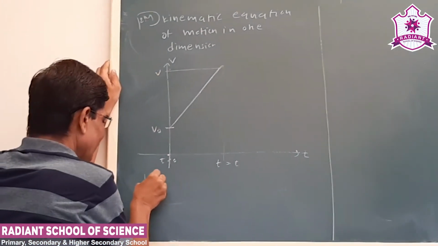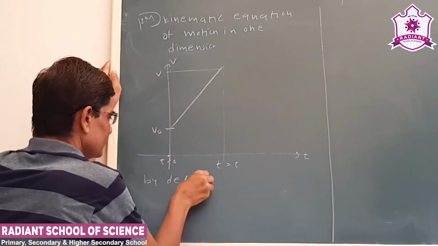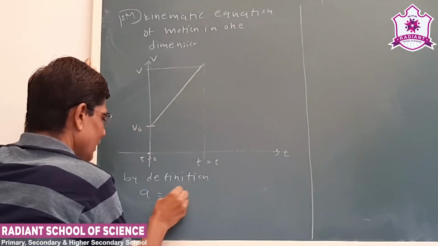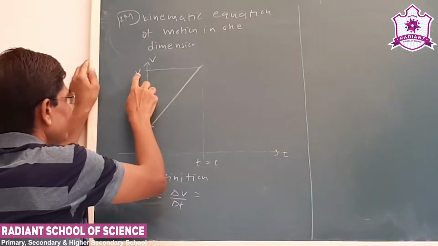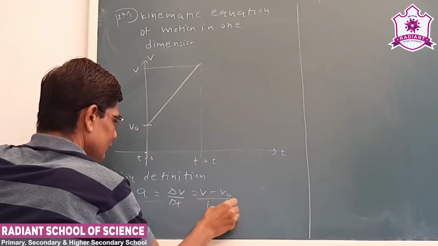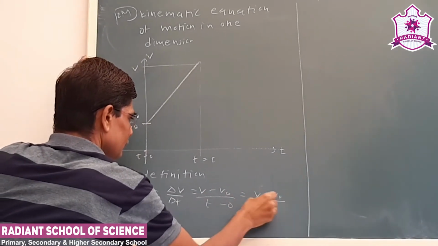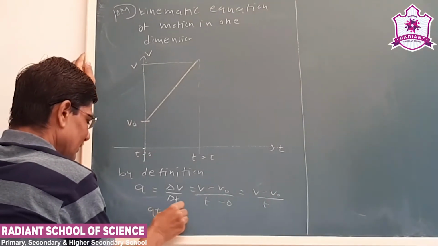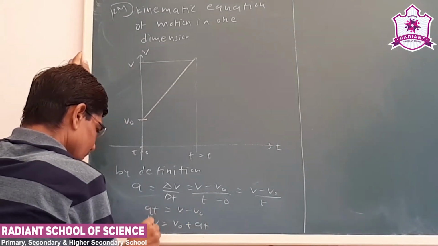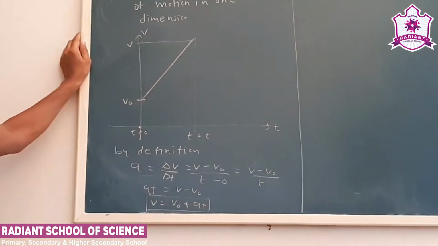So by definition, acceleration is delta v upon delta t. Here, this is the final velocity and this is the initial velocity. So what we see here is at is v minus v0, that is, v is equal to v0 plus at. That is the first kinematic equation.